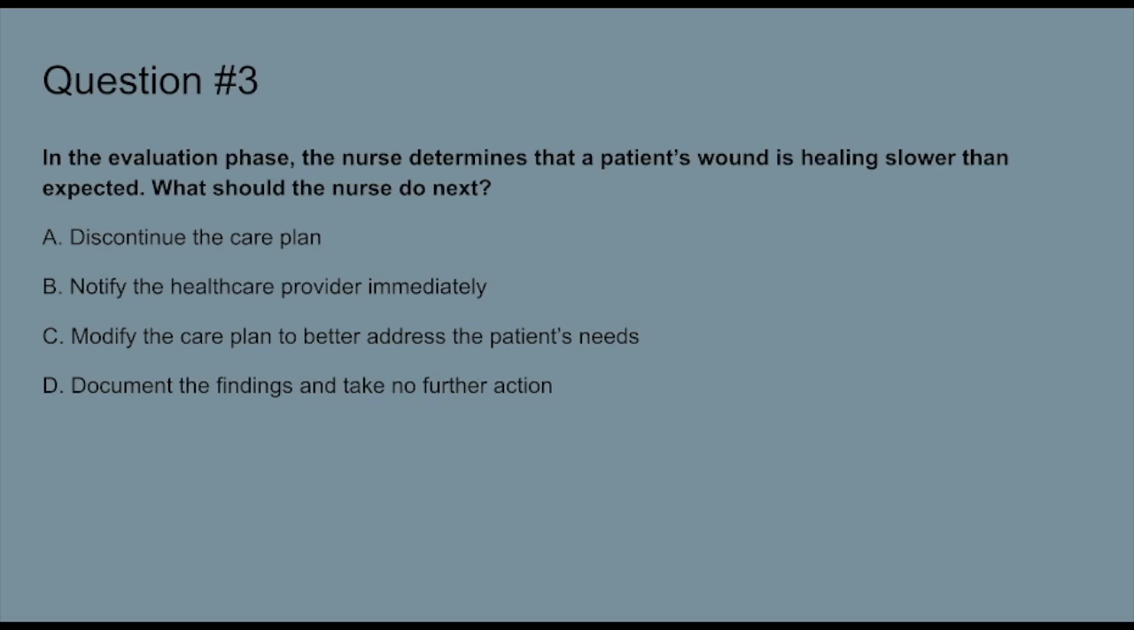Question 3. In the evaluation phase, the nurse determines that a patient's wound is healing slower than expected. What should the nurse do next? A, discontinue the care plan. B, notify the healthcare provider immediately. C, modify the care plan to better address the patient's need. Or D, document the findings and take no further action. I'm going to give you guys a second to read over this one.